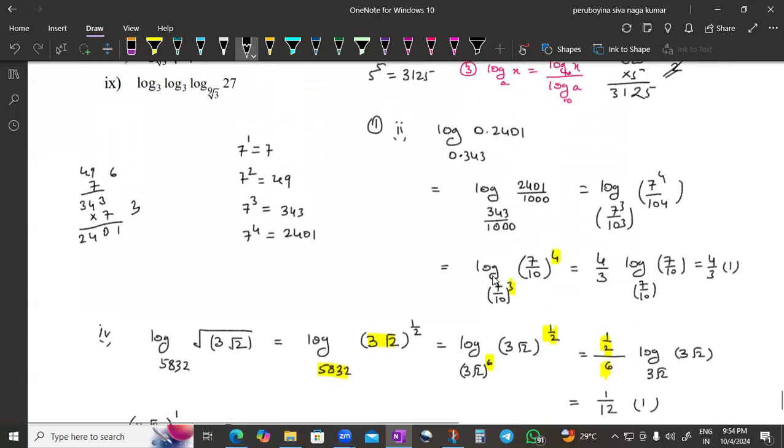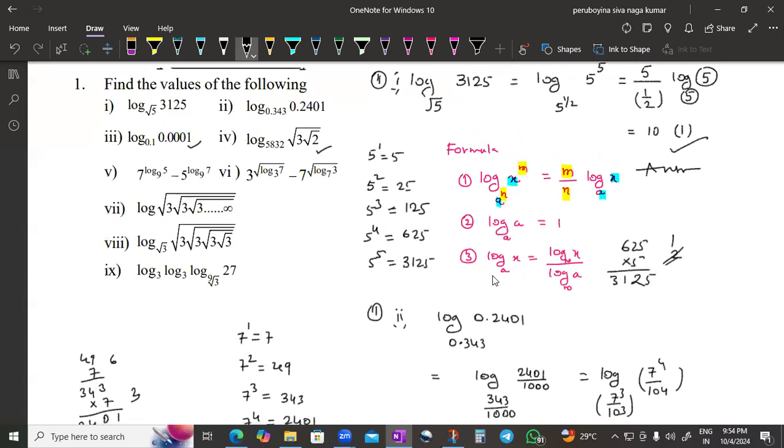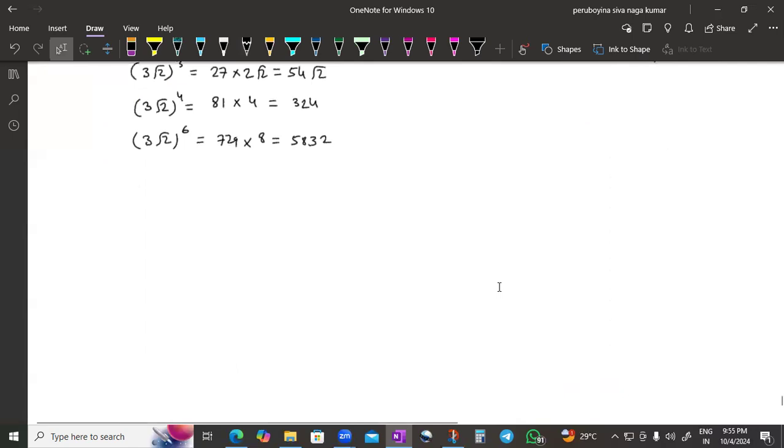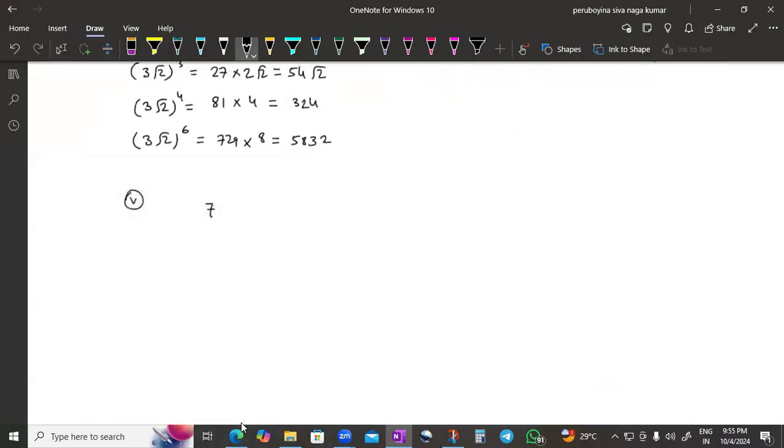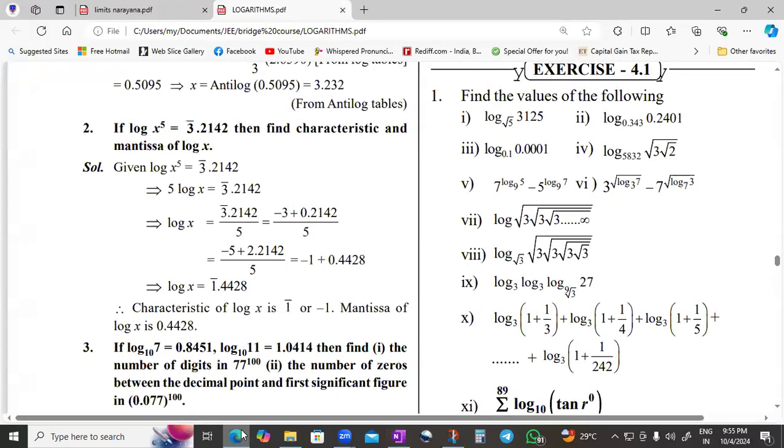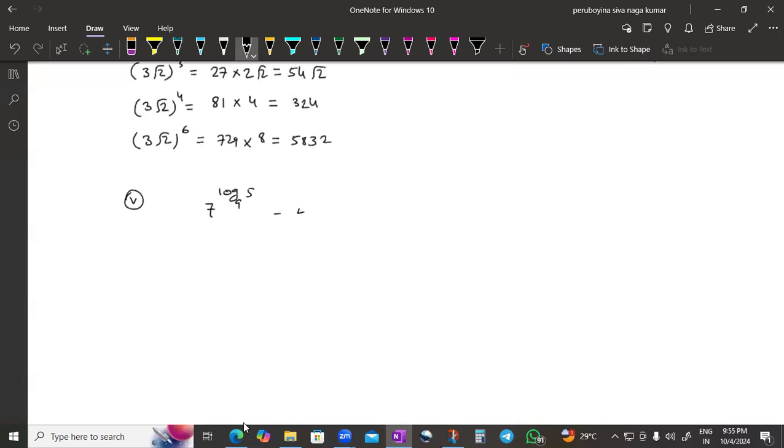Okay. In this way, you can solve this kind of problems. And now, fifth problem. You can see fifth problem, 7 power log 5 base 9, minus 5 power log 7 base 9.